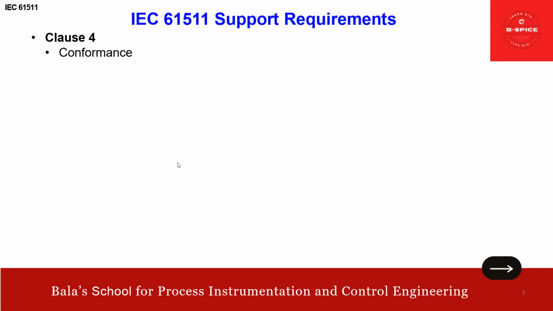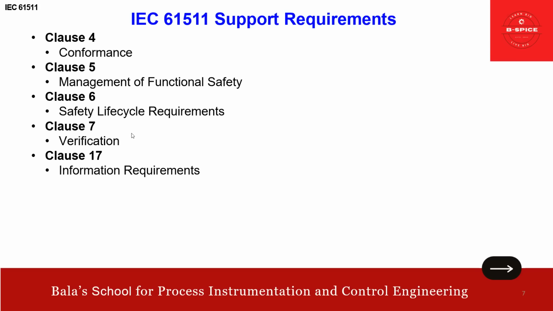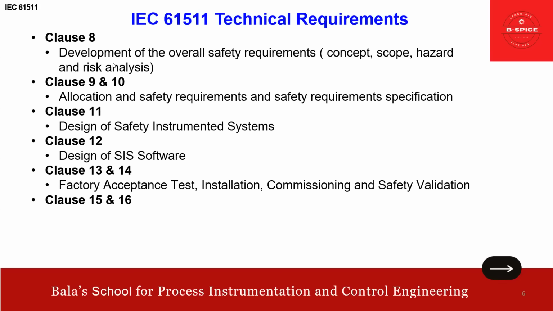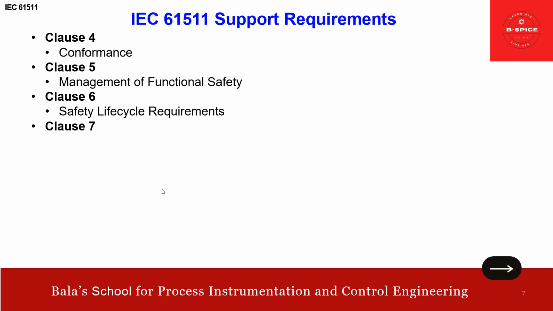Then support requirements. The support requirements are conformance. The conformance is classified in clause 4. Then clause 5 is management of functional safety. Clause 6 is safety life cycle requirements. Clause 7 is verification. Clause 17 is information requirements. So these are the support. Here we focused on the technical clauses 8, 9, 10, 11, 12, 13, 14, up to 16. Then clauses 4, 5, 6, 7 are all support requirements. Clause 17 is also information requirements.